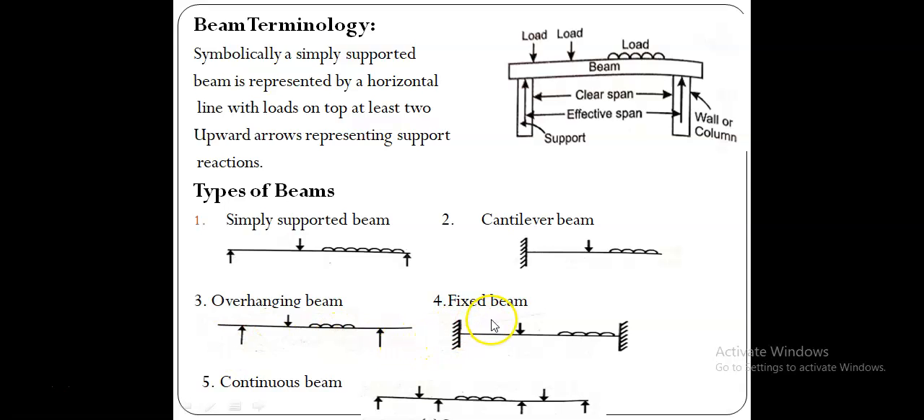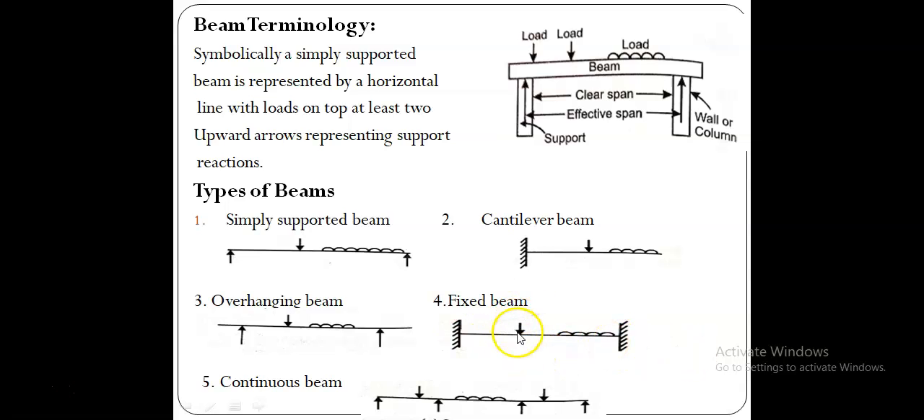Next, we just see the fixed beam. Fixed beam means, in the cantilever case there is only one fixed support at one end, whereas the other end is free. But in case of a fixed beam, it has two fixed supports at its two ends. That is called a fixed beam. This is a typical diagram of a fixed beam. It has fixed support at its two ends, this one end and this another end.